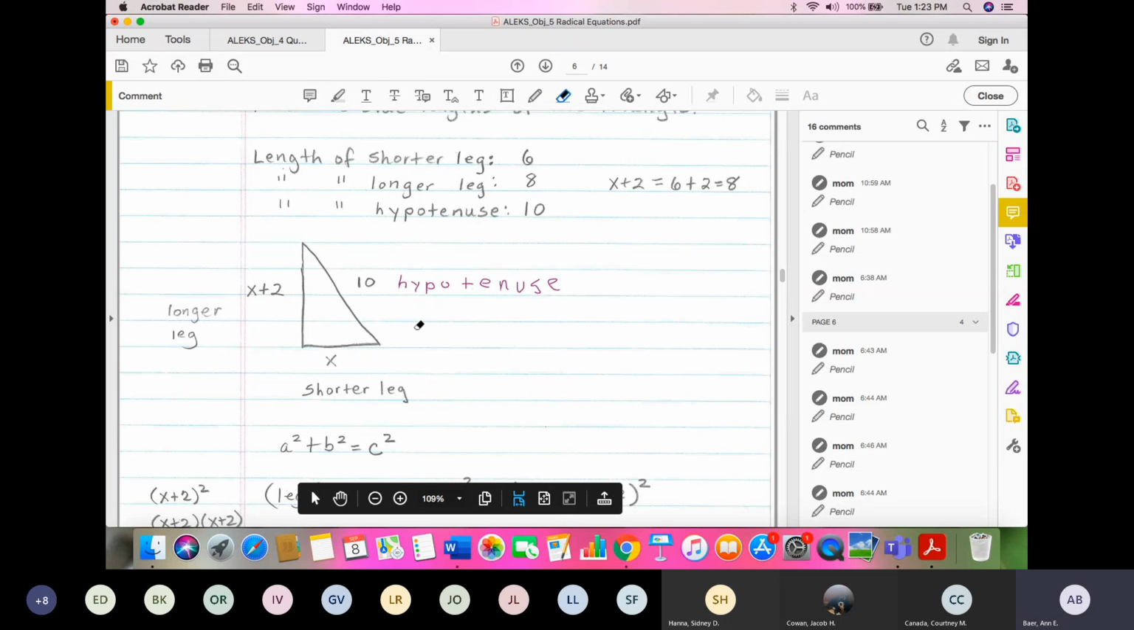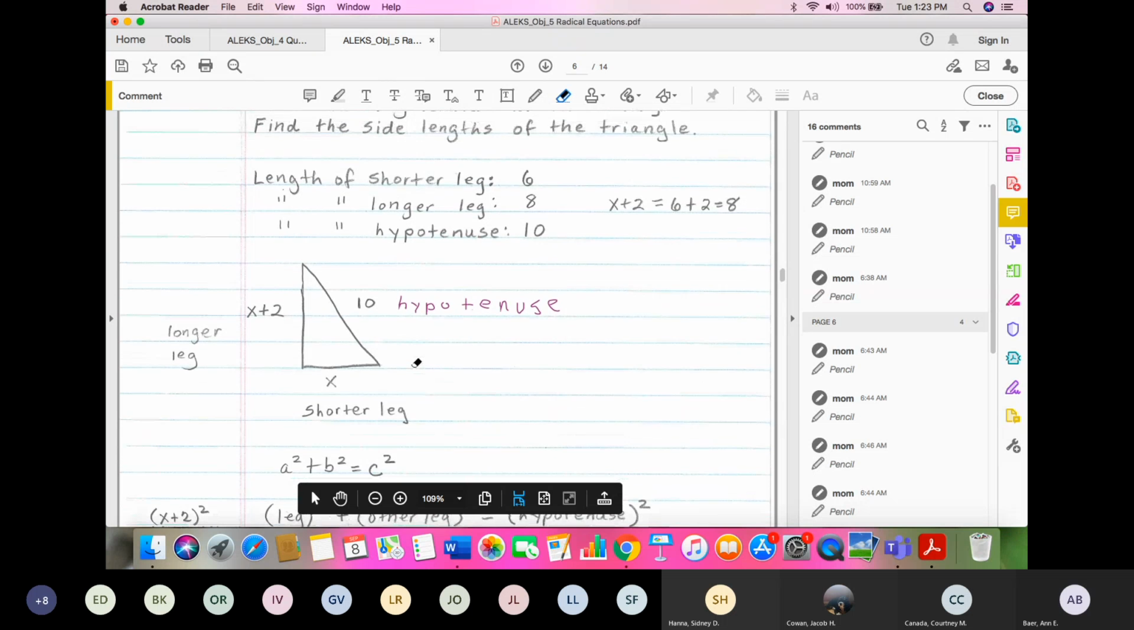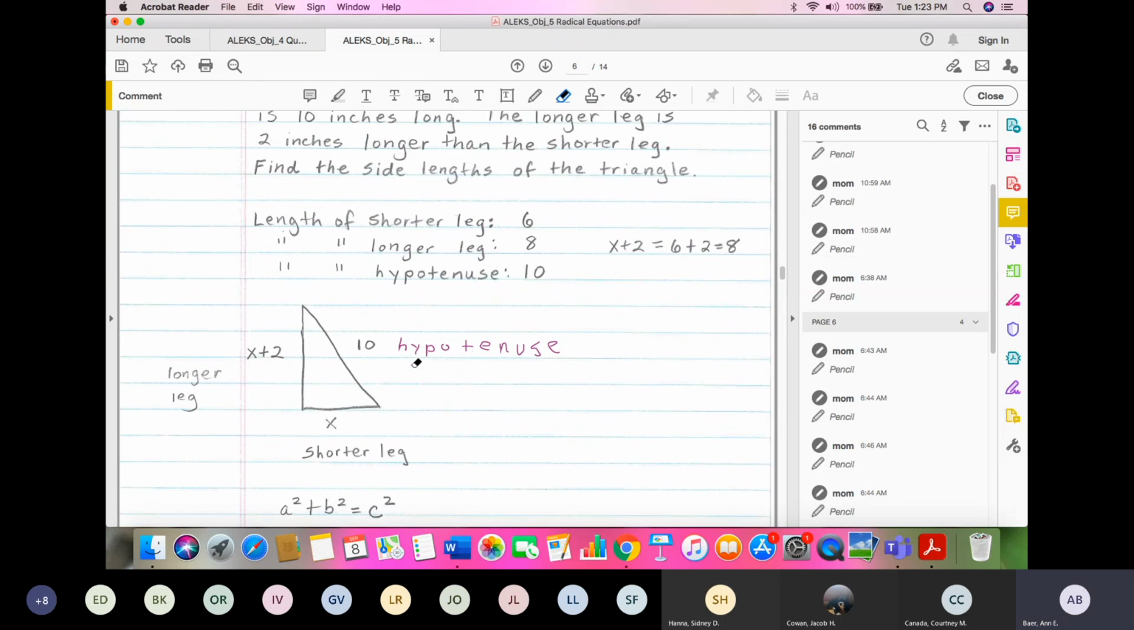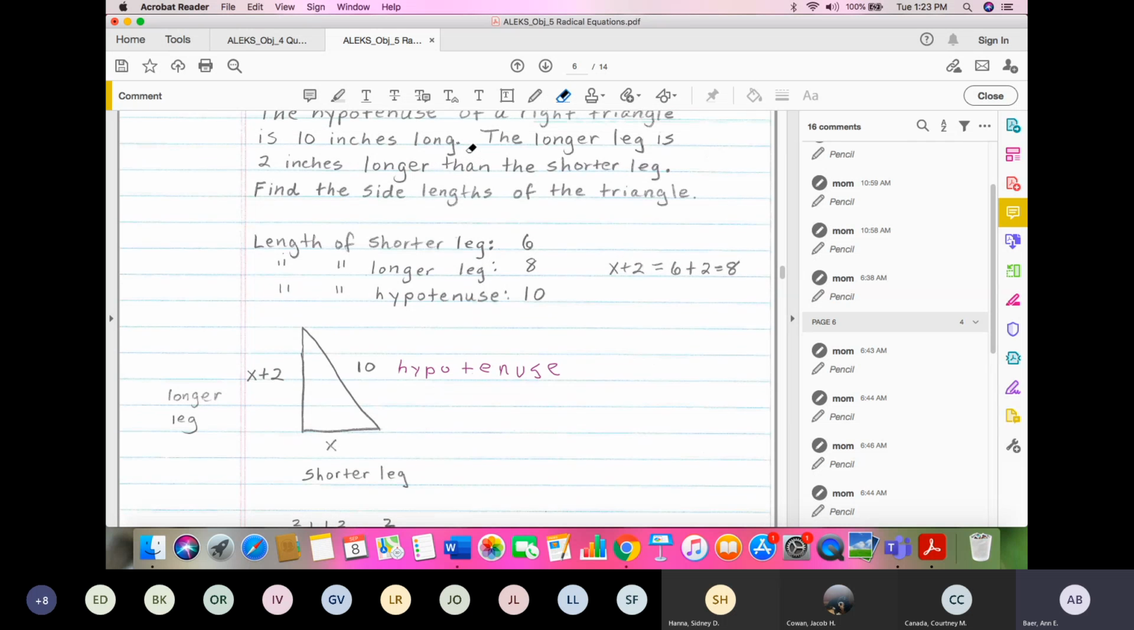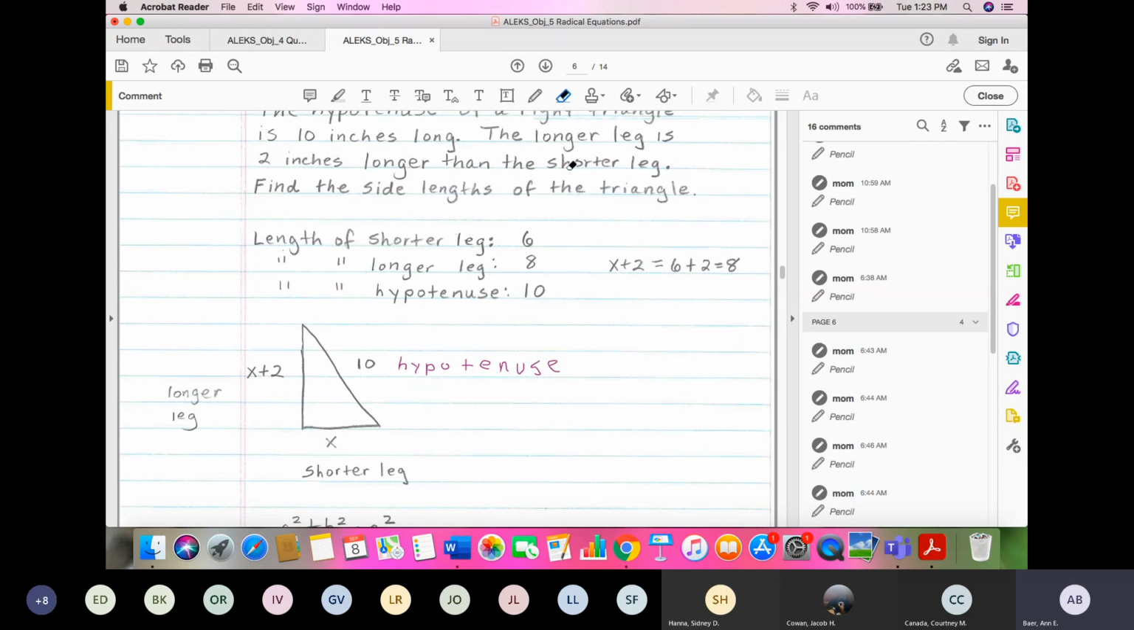So I'm going to call that the shorter leg. What I do know is something about the longer leg. It tells me that the longer leg is 2 inches longer than the shorter leg. So I can use the shorter leg and call it X. So I now know the longer leg is 2 inches longer than X. So that would be X plus 2. That's the longer leg.